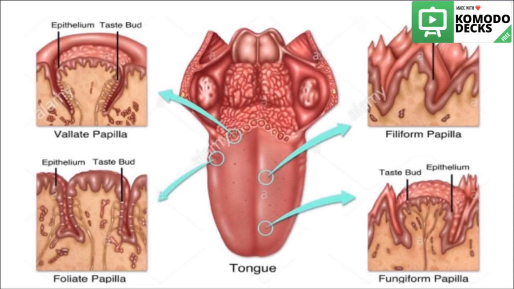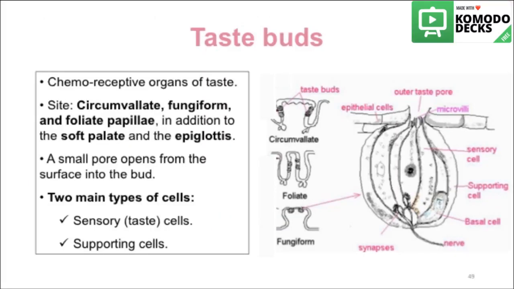As a summary, these are the 4 types of tongue papillae, which have 4 different sites and 4 different forms. All of them contain the taste buds except the filiform papillae. So what are the taste buds? These are chemoreceptive organs responsible for the taste. They are situated within the 3 types of papillae mentioned before, in addition to the soft palate and the epiglottis.